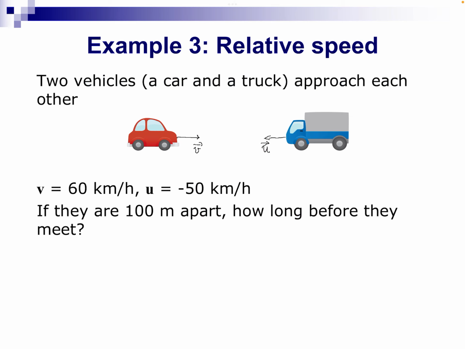Okay, here's another example for relative speed. So again, relative speed means the speed depends on where you are observing the object's motion. So in this particular example, you have two vehicles, a car and a truck. They approach each other. The car is moving at a velocity of 60 kilometers per hour to the right, as shown by the arrow here. The truck is traveling at 50 kilometers per hour to the left, and hence you have a negative sign here for the velocity of the truck, u. If they are 100 meters apart, how long before they meet?